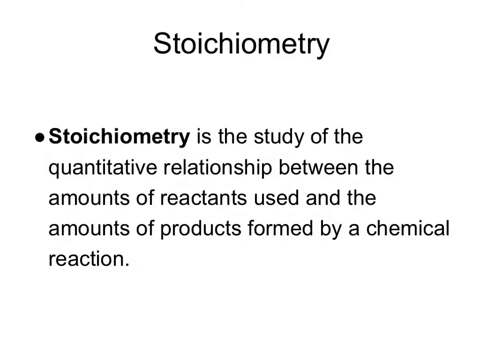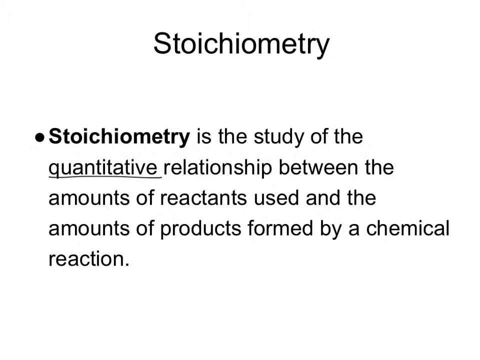So here's the definition of stoichiometry. We're talking about the quantitative relationship, so that means numerical, mathematical, calculating, between the amount of reactants you use and the amount of products that can be formed in a chemical reaction. So again, we can look at that either way. Given the reactants, we can predict the amount of product that will be formed, or given the amount of product desired, we can calculate how much reactant we would need to make that happen.